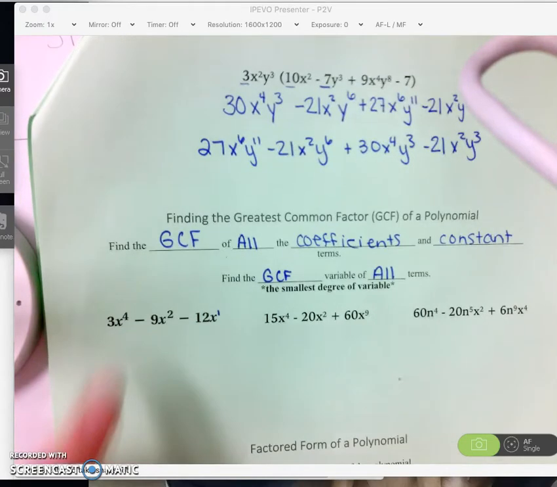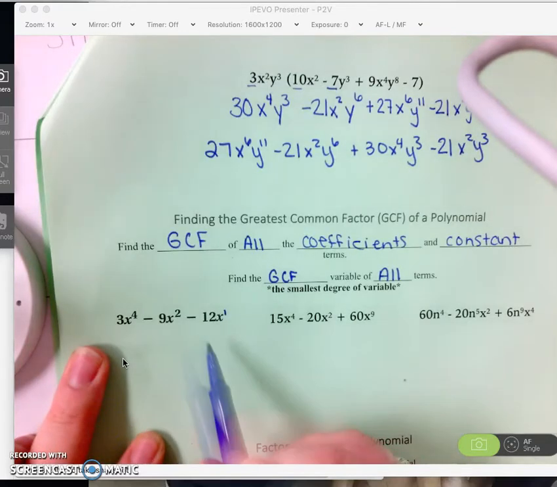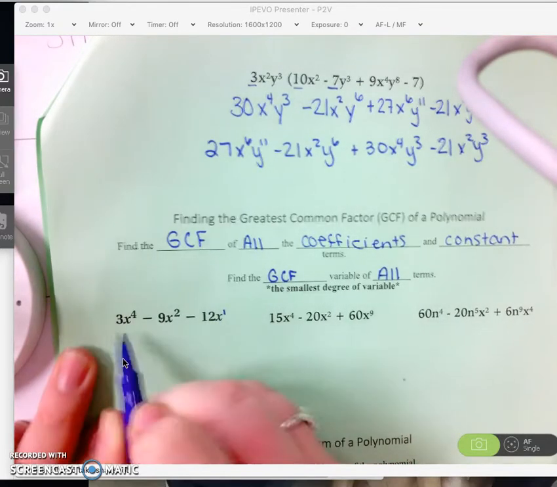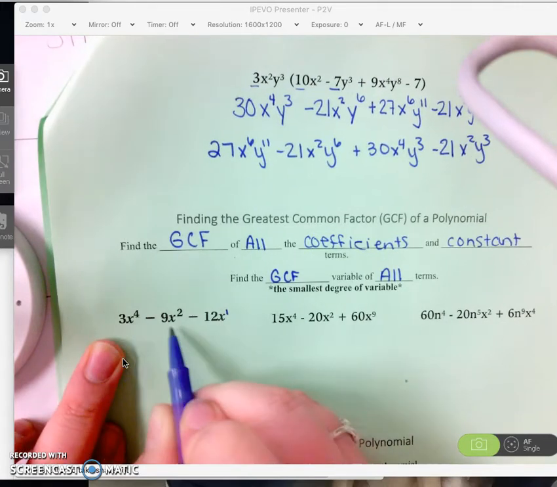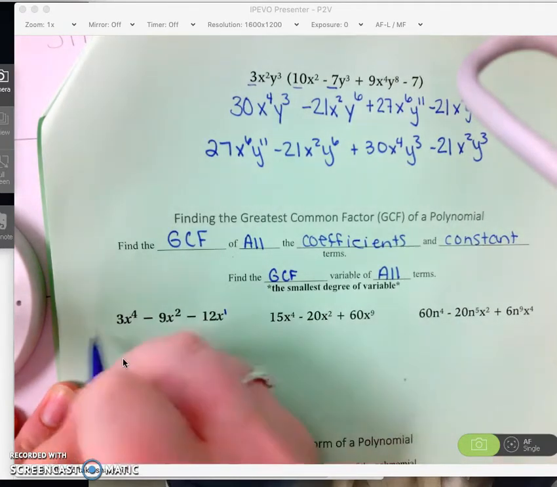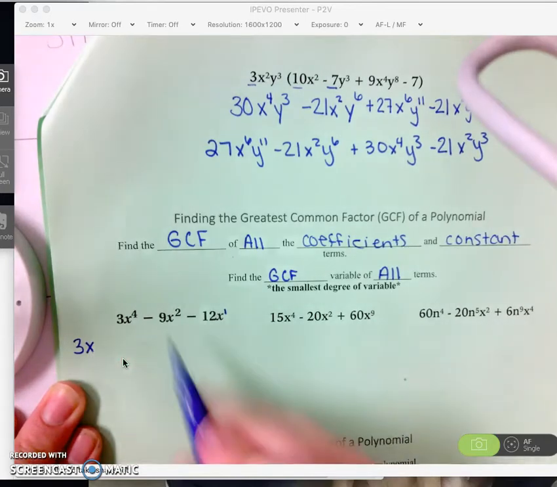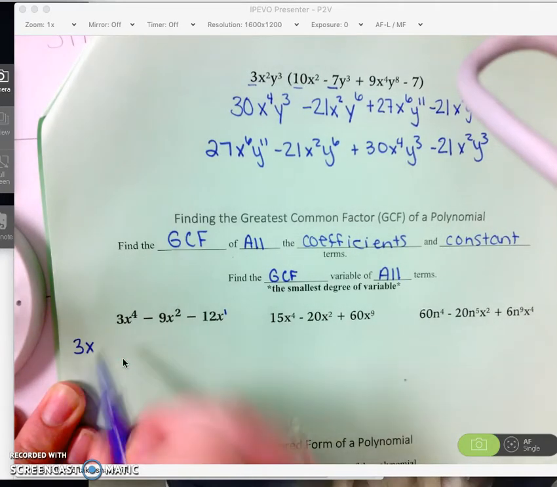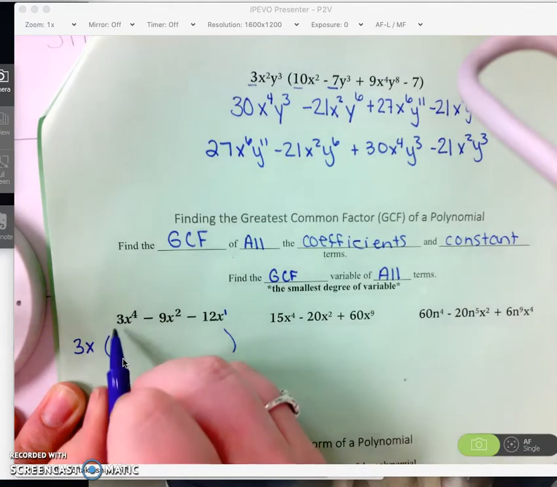I also want to look at my coefficients. I have the factors of 3 are 3 and 1, so 3 can be divided out of each one of these. So my greatest common factor is going to be 3 and then x. So I'm going to factor that out, and there's going to be some stuff left. So I have to think about this.